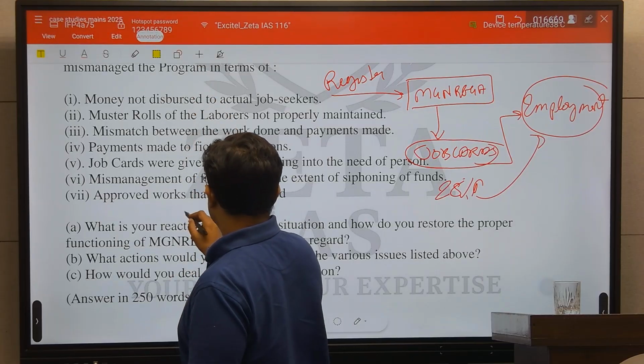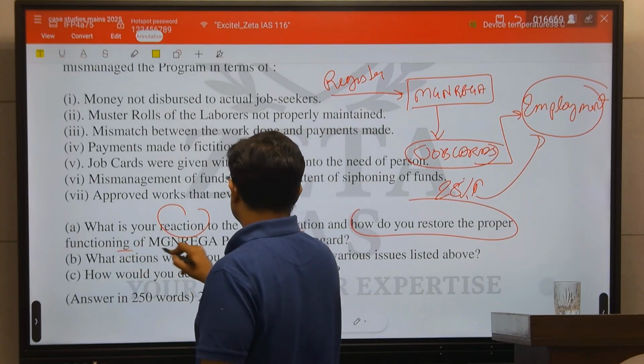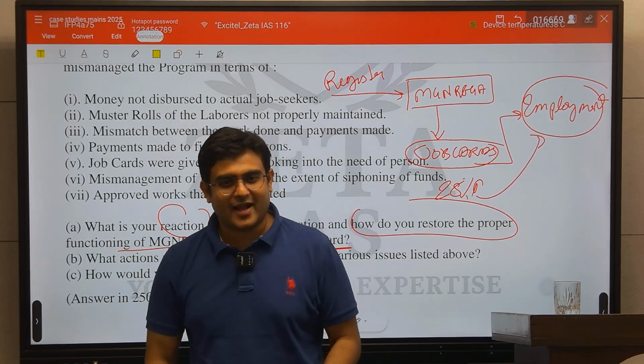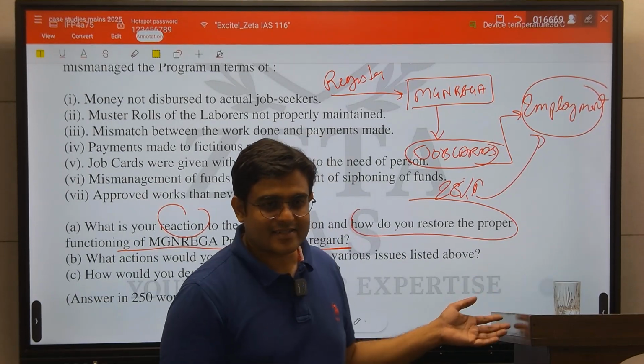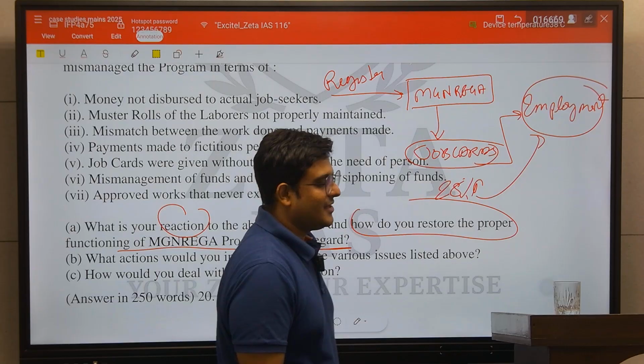So what is your reaction about the situation? How do you restore the proper functioning of the MGNREGA program? So the question is asking for reaction and for action: what will you do to restore it? So what will be your action?